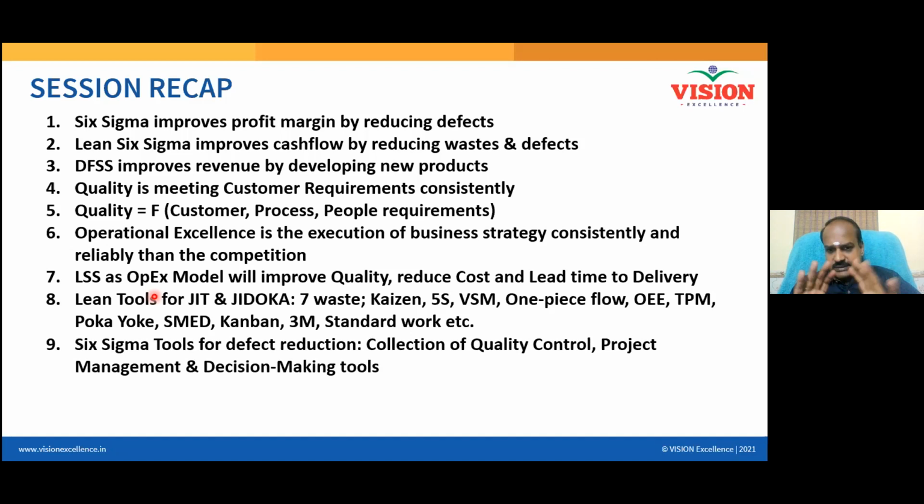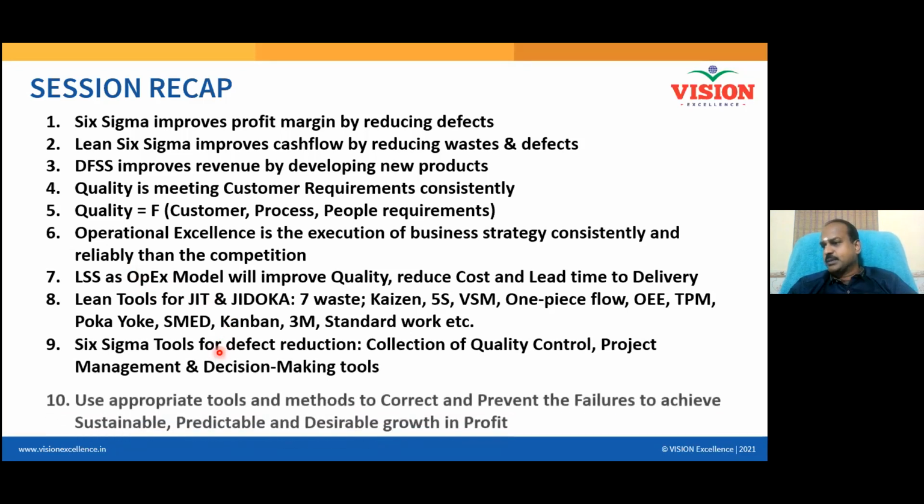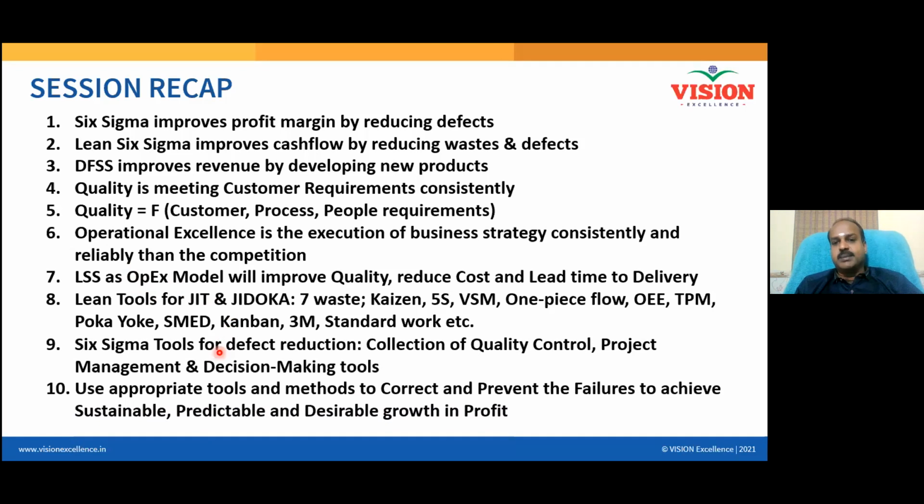And Six Sigma as such does not have tools of its own. It actually borrows tools from various other approaches. So it is a collection of quality control tools, the 7QC tools, project management tools, problem solving tools, decision making tools, team management tools, communication tools, all of them. Any tool, if you find it useful in your project, then you can use it in your Six Sigma project. So use the appropriate tools and the appropriate methods to correct and prevent the failures so that your results are sustainable, predictable, and desirable, leading to a growth in profit.